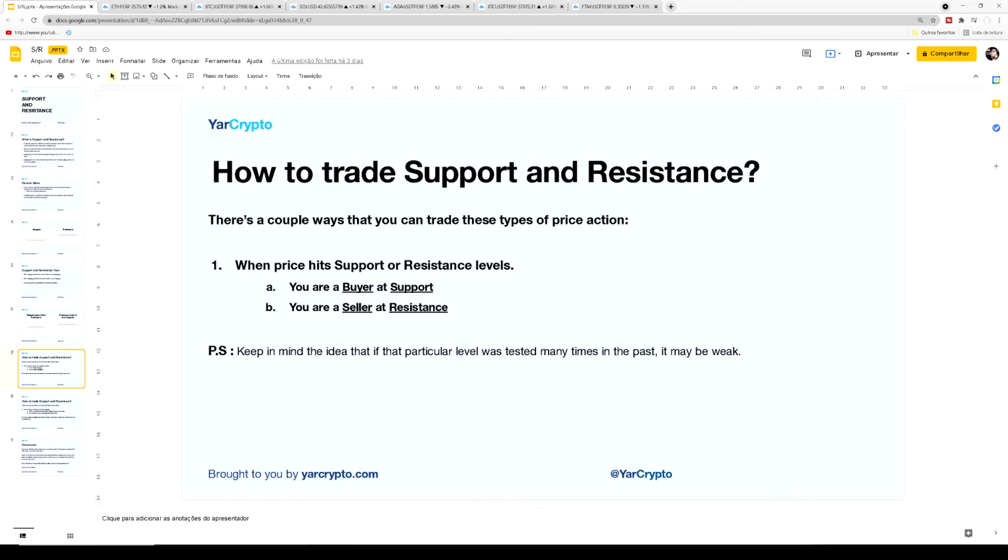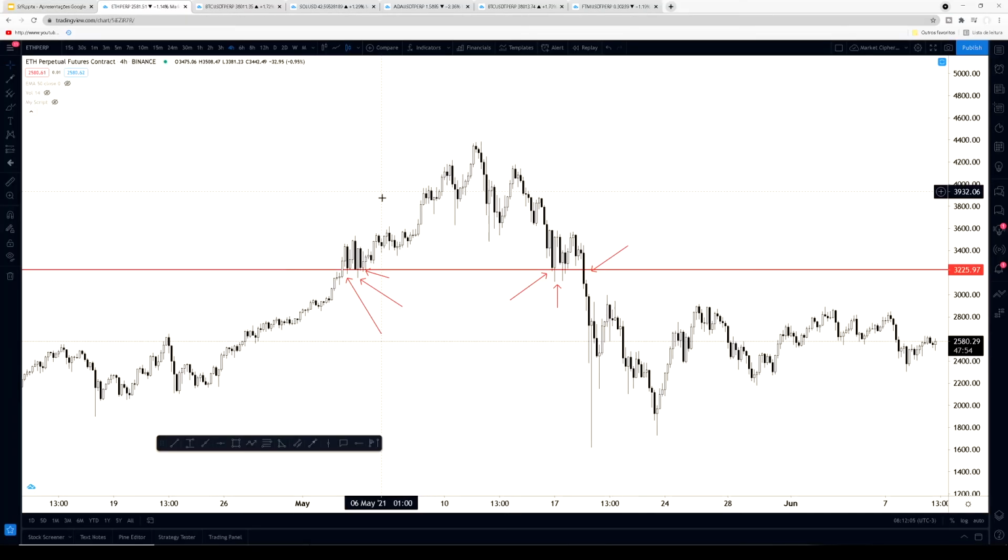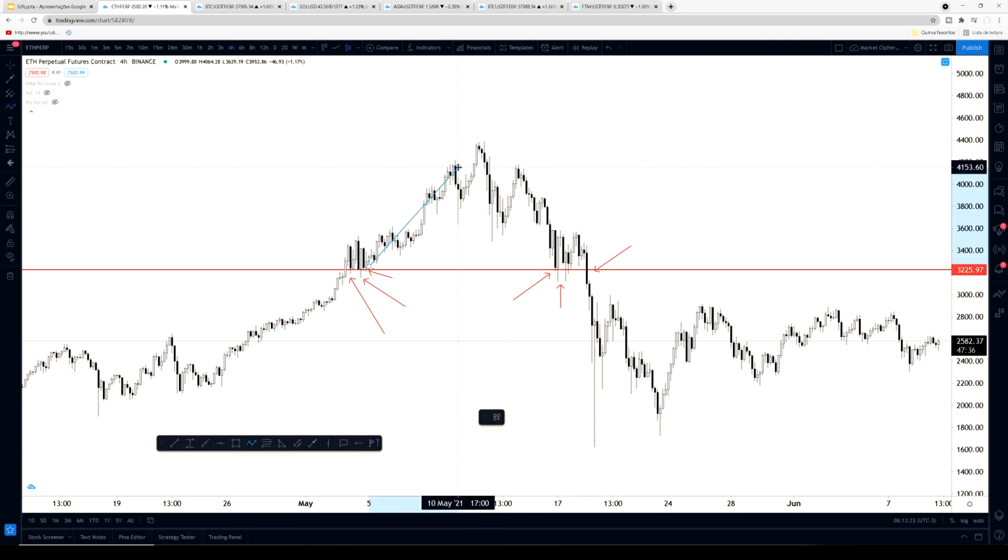A good example of this would be you wait for the price to reach a specific support point, in this case this one, and then you long or buy at these levels, and then you continue with the move up. Same thing here, you wait for the price to reach this point, and then you long here, and then you continue up from this point.